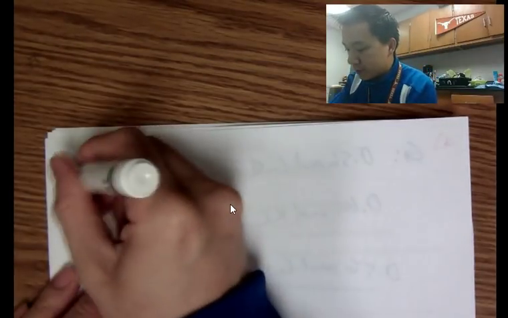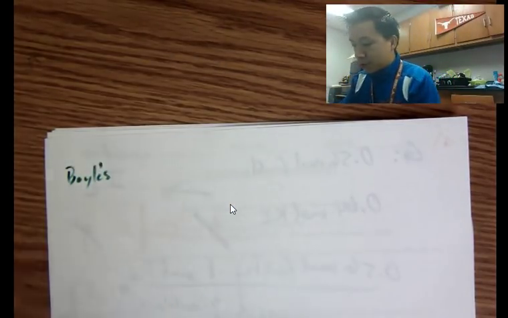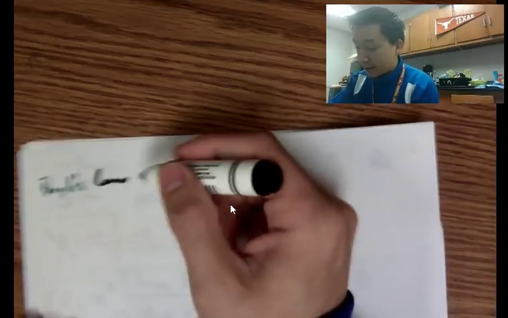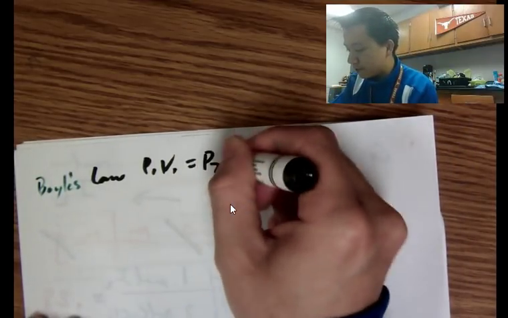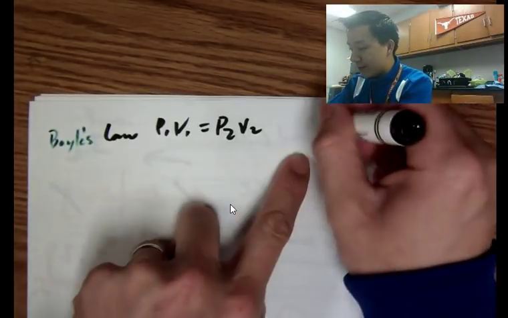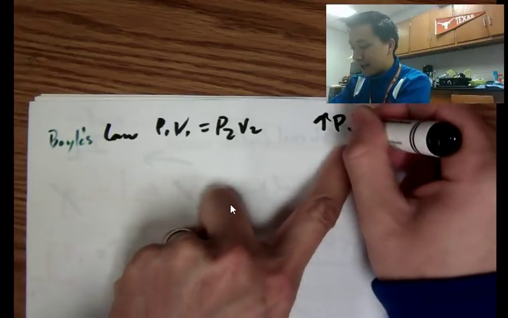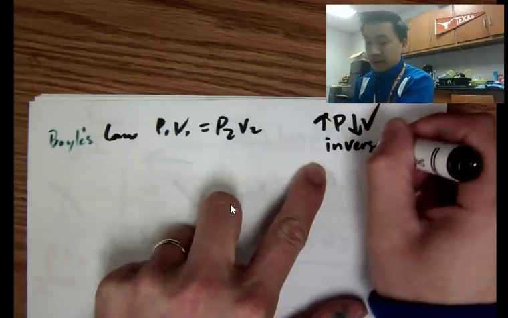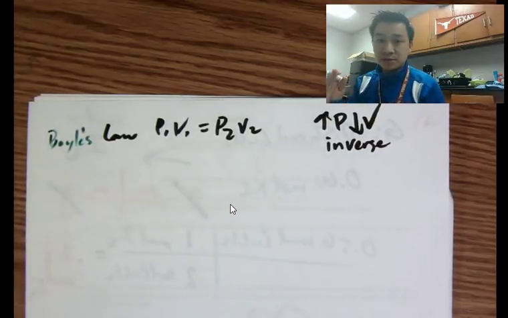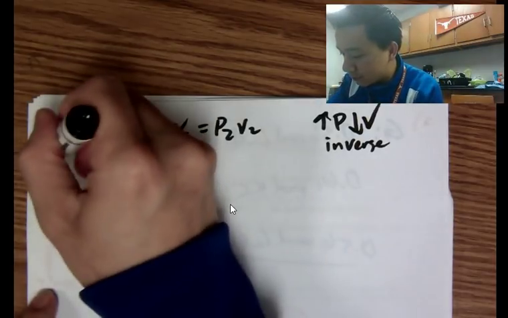All right, ladies and gentlemen, we have talked about three laws already. Boyle's law: P1 V1 equals P2 V2. That's the relationship between pressure and volume. When pressure goes up, volume goes down. This is an inverse relationship because they go opposite directions. One up, the other down. One down, the other up. Doesn't matter, they're always opposite.